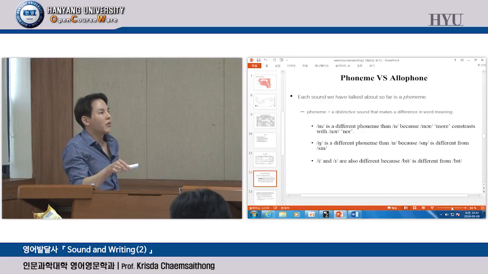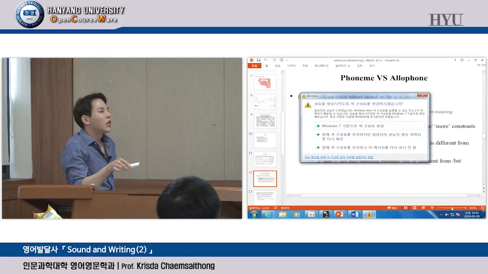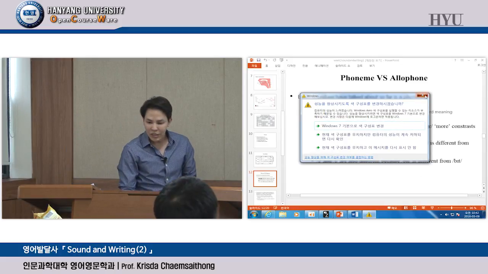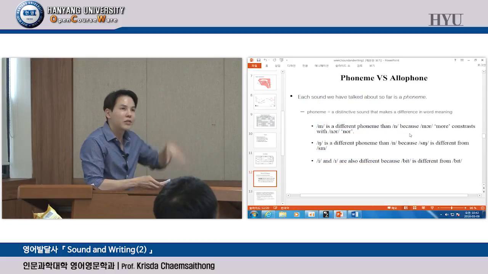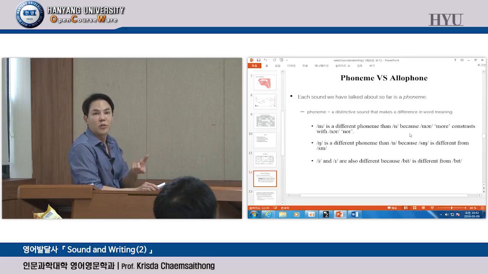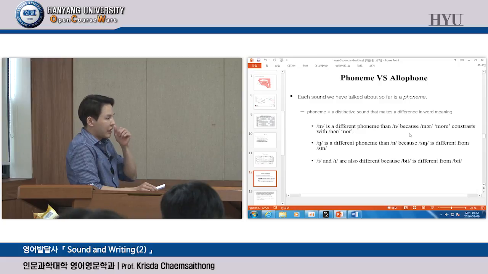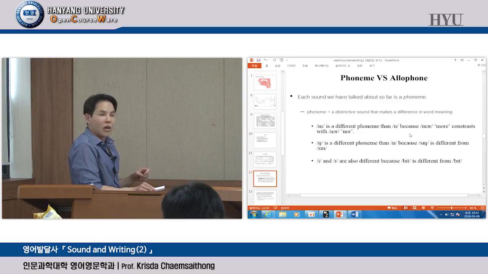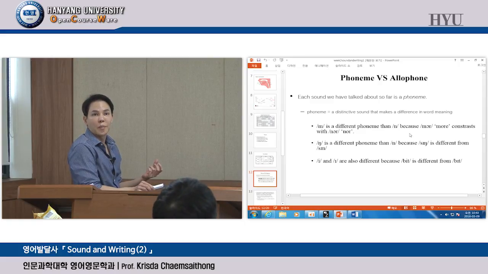So here you are testing what? M and N, right? And there is a difference in meaning, which is more, high up, and then nor, no, right? So it means that both M and N contribute to meaning difference. So we call M and N two different phonemes, right? And this is the same as in the second case where you have N with a tail, and then N, right? So sing is different from sin in terms of meaning. So we know that N is a phoneme and N with a tail is also a phoneme, like that.